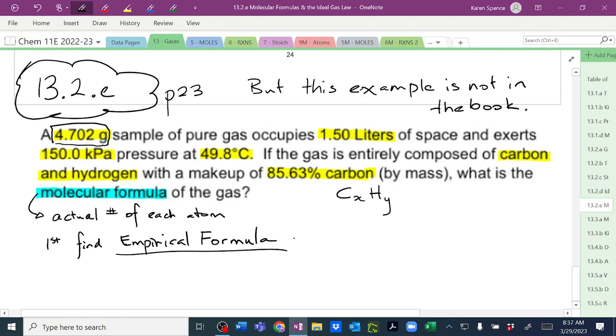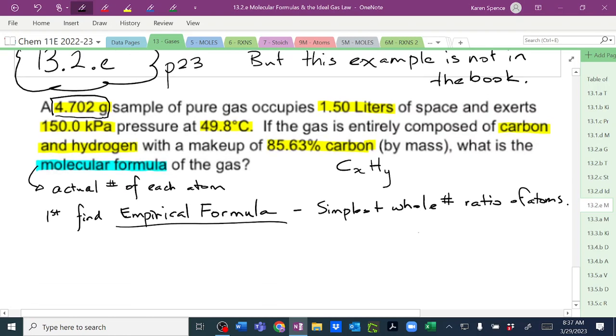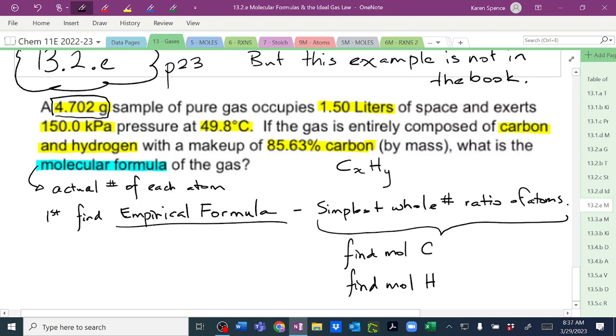Okay, so first we're finding the empirical formula, which is the simplest whole number ratio of atoms. So the trick to all of this is if you want to find the whole number ratio of atoms, if you can find the moles of carbon and the moles of hydrogen, you can find the ratio of one to the other. Yes?